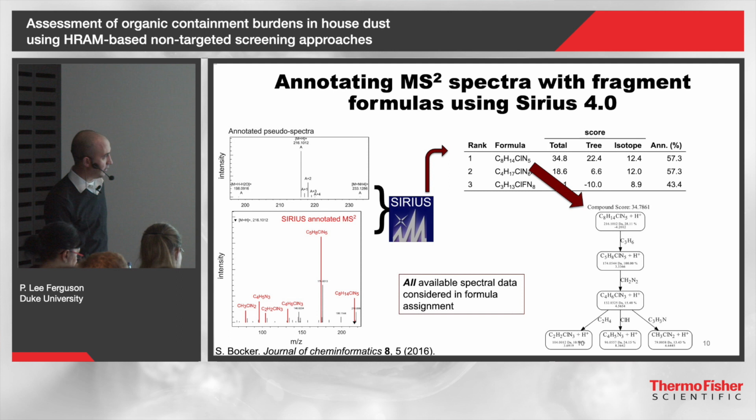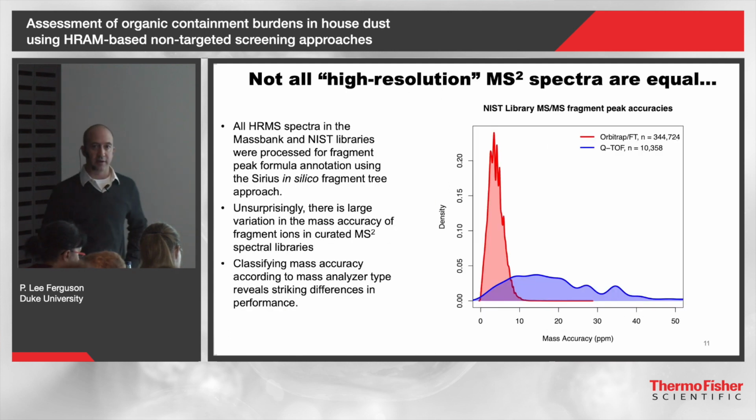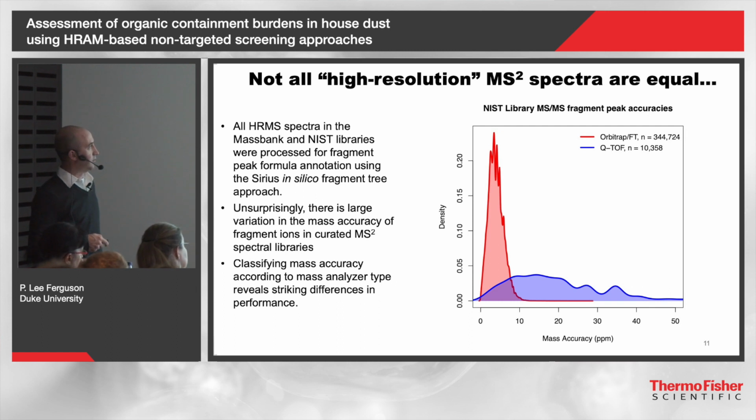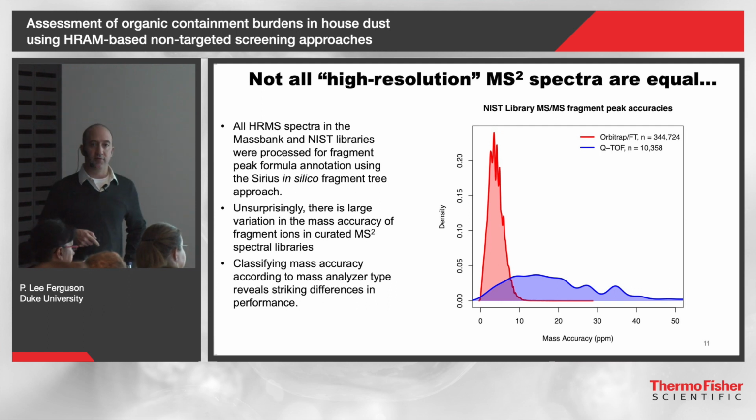And so why that's important is that if you take a look at the mass accuracy distributions across these databases, they're not exactly equal. This is a plot of mass accuracy versus density for all of the Orbitrap and FT data. There are about 344,000 Orbitrap and FT spectra in NIST, and about 10,000 QTOF spectra. If you look at the mass accuracy distributions for the Orbitrap and FT data, it's all less than 10 ppm for all the fragments. But of course, the QTOF data runs all the way out to 45 or so parts per million.